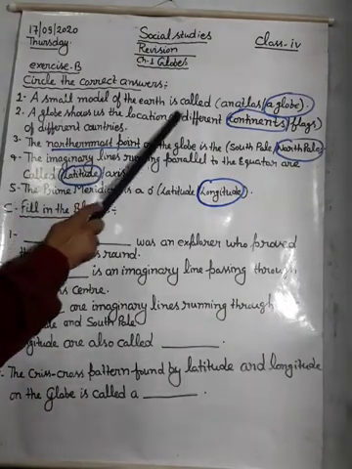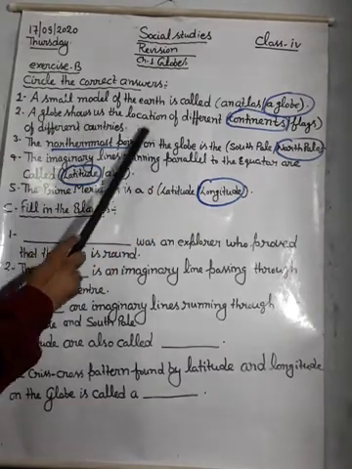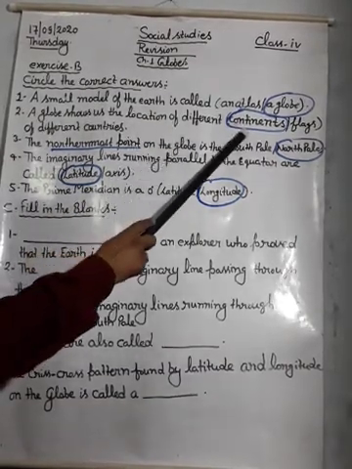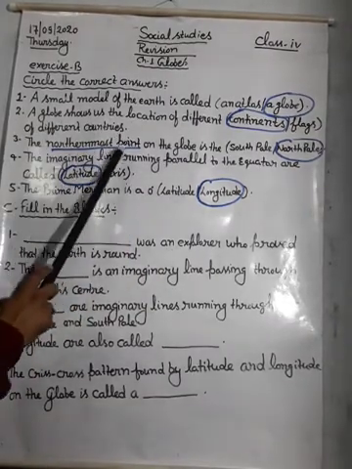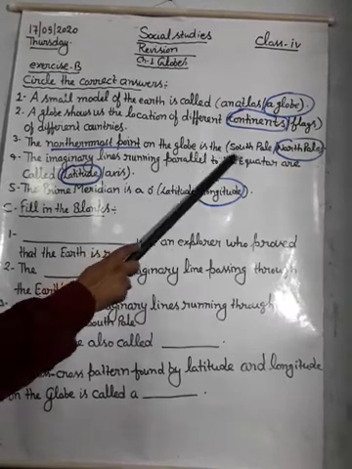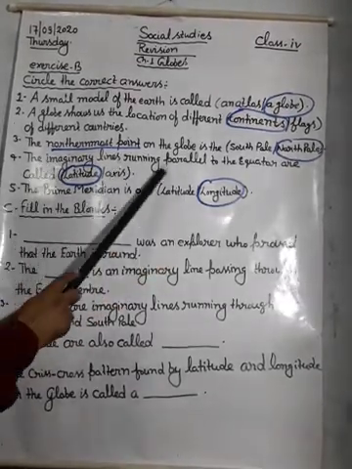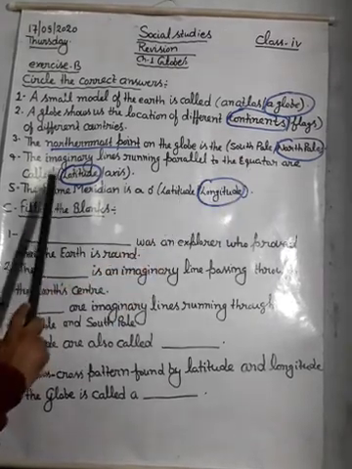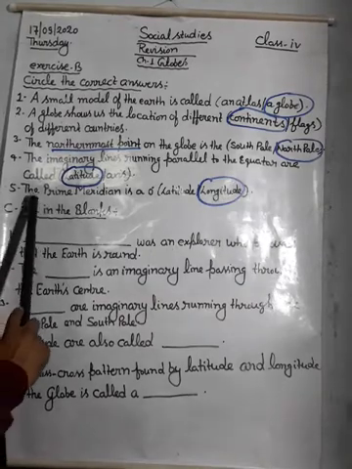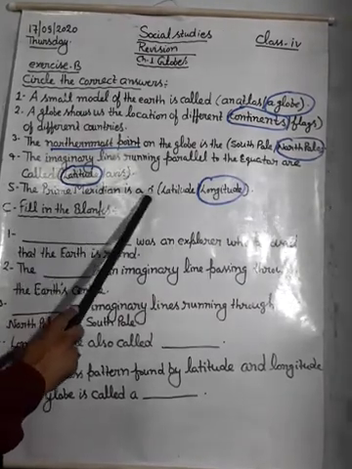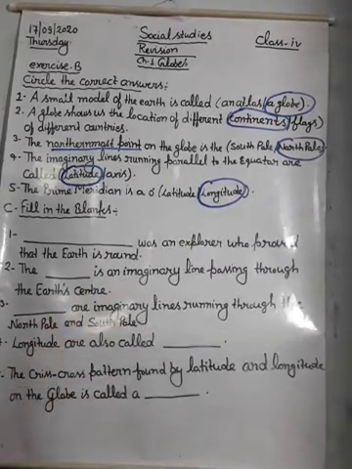A small model of the earth is called a globe. A globe shows us the location of different continents and countries. The northernmost point on the globe is the North Pole. The imaginary lines running parallel to the equator are called latitude. The prime meridian is a 0 degree latitude or longitude, so the answer will be longitude.